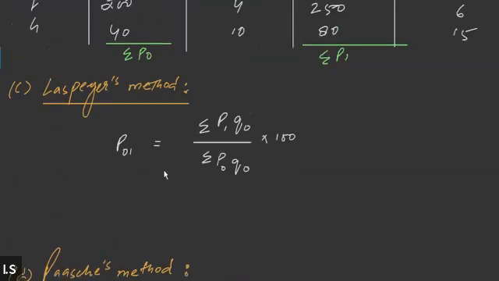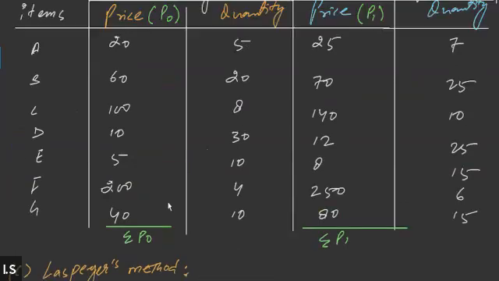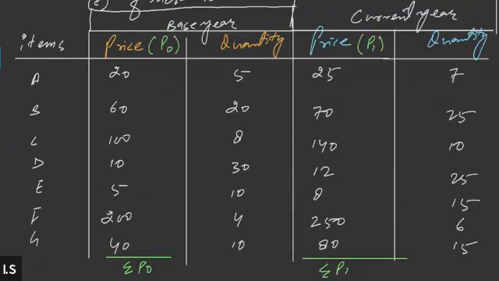Firstly, by the Laspeyres method, the formula requires P1 and Q0 to be multiplied. First of all, we need to multiply P1 with Q0. That means the current year prices should be multiplied with the base year quantity, Q0. So 25 multiplied by 5, 70 multiplied by 20, 140 multiplied by 80. This is how we will find P1 Q0.